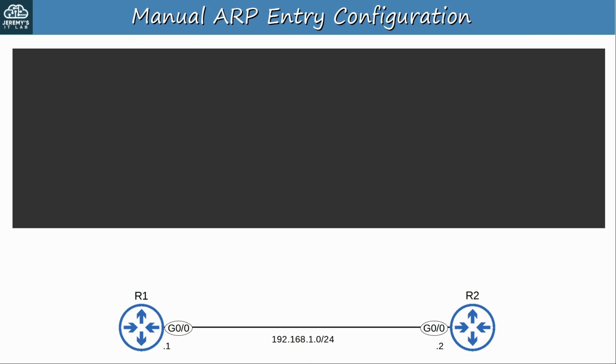For the final part of this video, let's look at some more aspects of ARP as it relates to Cisco IOS. First, how to manually configure ARP entries. Now, just like MAC addresses in a switch's MAC table, we usually don't manually configure ARP entries, but you should know how to do it. So, on R1, I manually configured an entry for R2. ARP 192.168.1.2, followed by R2's MAC address, and then ARPA.